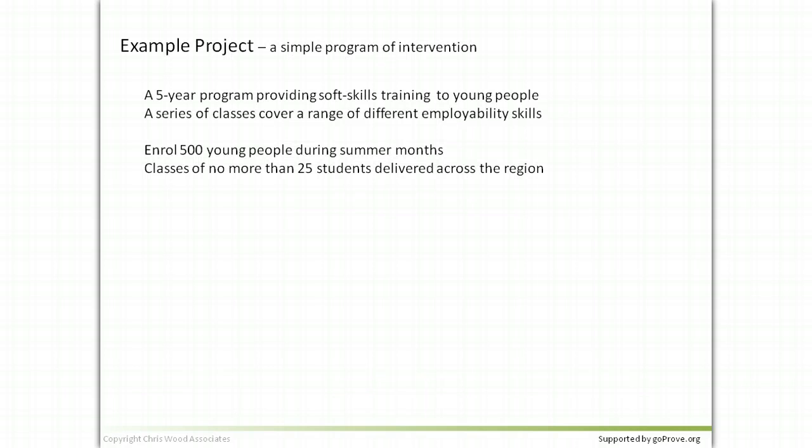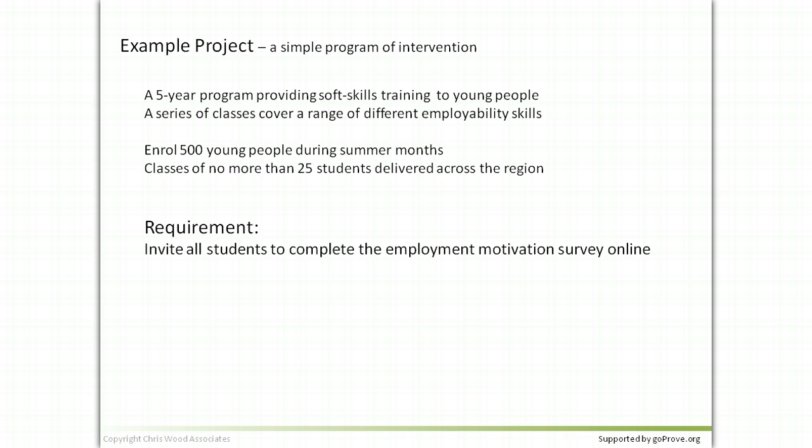We're going to use our example project, which is a 5-year program providing soft skills training to young people. Delivered over a series of classes, we train them in employability skills. We're aiming to enroll 500 young people during the summer months, and each class will consist of no more than 25 students delivered right across the region.